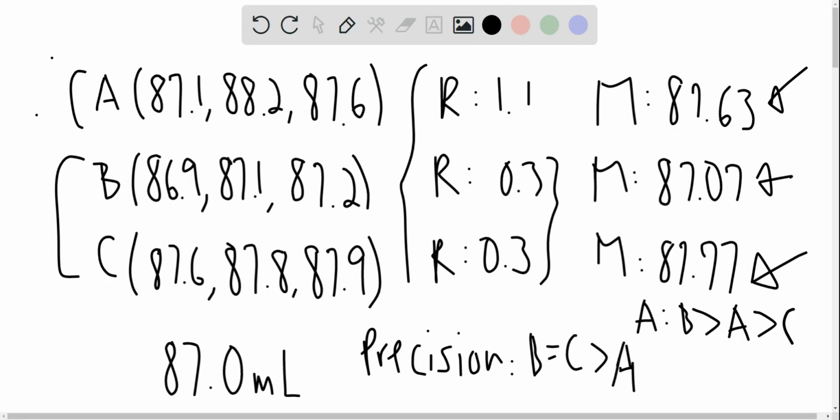Okay, so yeah, that's pretty much it for this question. I hope this helped you understand precision and accuracy a little bit more, because they're both very, very important in chemistry and just math in general and just science.